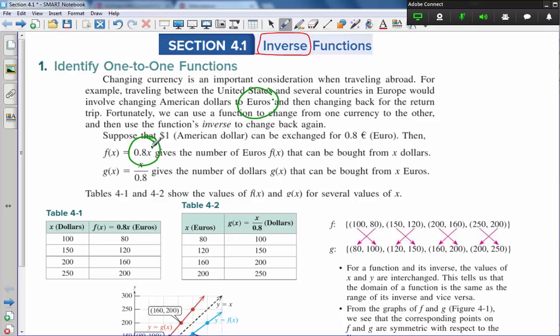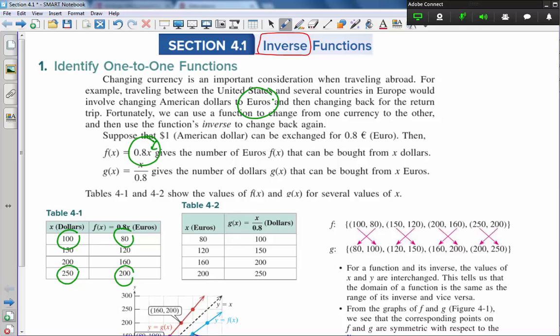Whatever amount you have in your pocket is multiplied by 0.8, such as $100 turns into 80 euros, 250 turns into 200. This is a table of some sample values. But every trip has a return trip, right? You need to go back home.